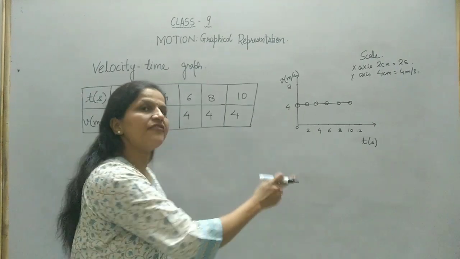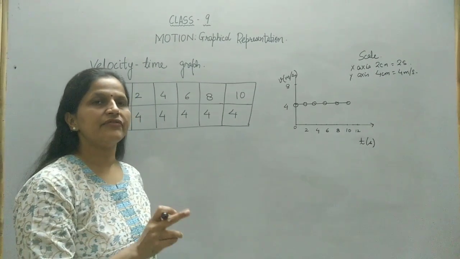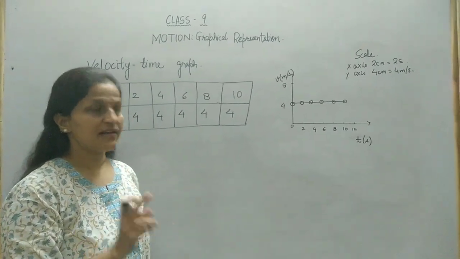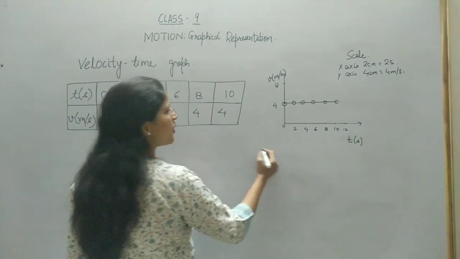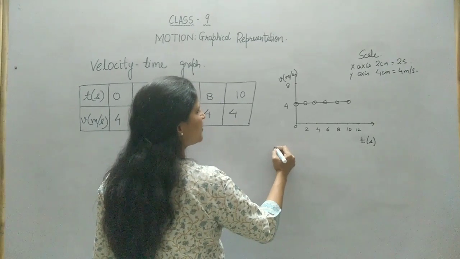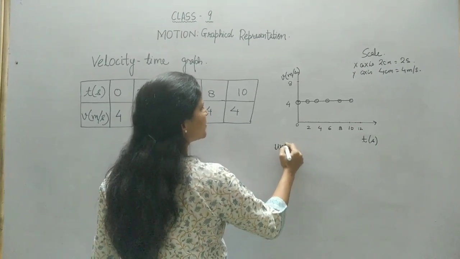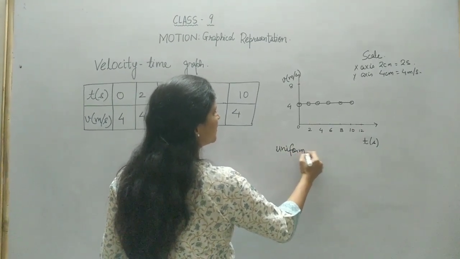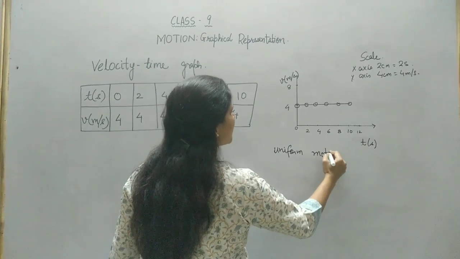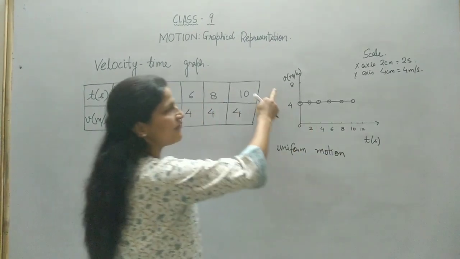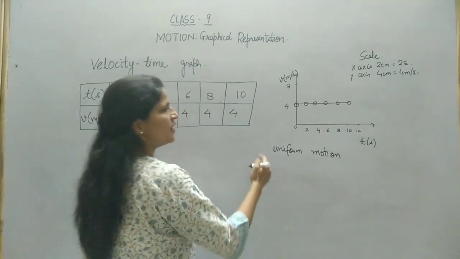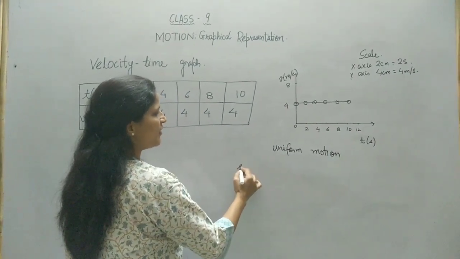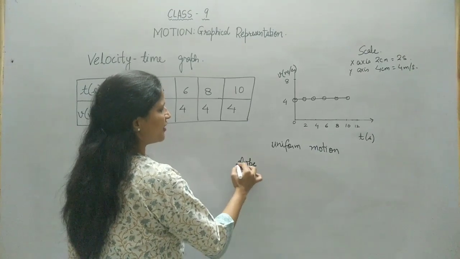Now this graph looks quite similar to the one which we did for an object at rest, but here it is not an object at rest. This is showing an object moving with uniform motion. Why is it uniform motion? Because here we are plotting velocity with time, and the velocity is constant throughout. How can we verify it? We can find out the slope of the graph here.